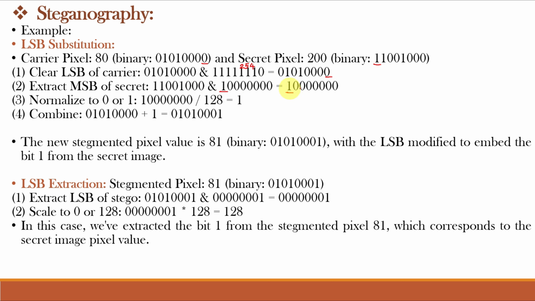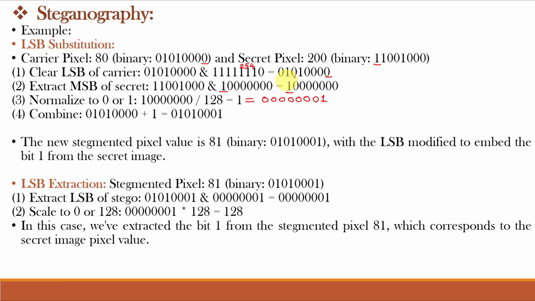So now we want to add this extracted bit to the LSB of our carrier, which we cannot do directly because it is a whole number. So what we will do is divide this by 128. Dividing by 128 brings this bit to the LSB, and we obtain 1 in the LSB. Now we will add this to our LSB-cleared carrier.